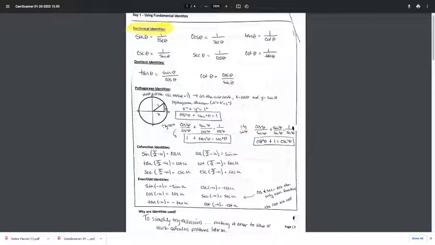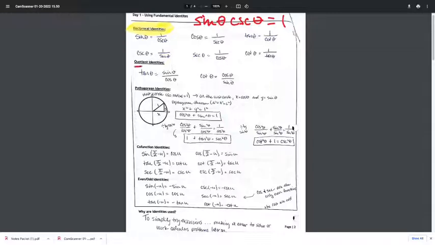One thing I'd like to point out with the reciprocal identity is anytime you multiply reciprocals together, like if I were to multiply sine of theta times cosecant theta, because they're reciprocals, when you multiply them together, it's going to equal 1. So, anytime you multiply reciprocals, the result should always be 1. Just something to think about.